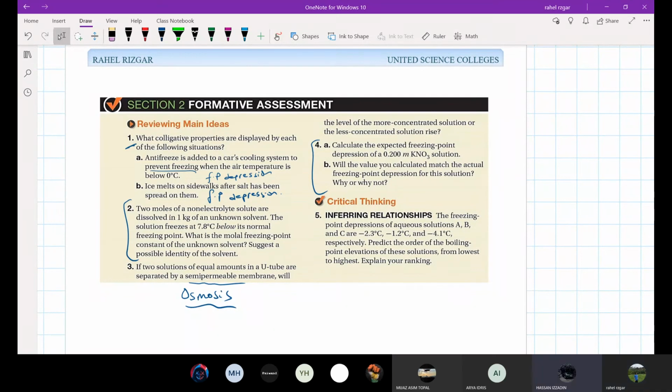Yes. The higher concentration side will rise, because the water will move from the lower concentration towards the higher concentration, so the side of the higher concentration will rise.